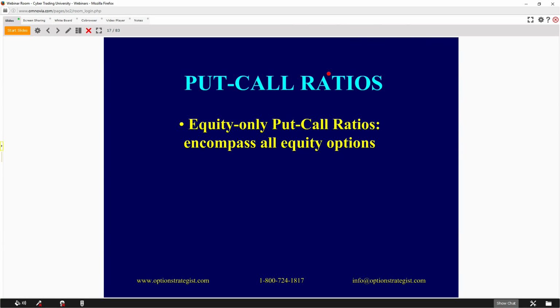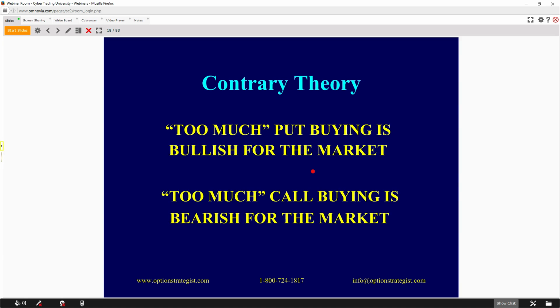All right, so much for just reading an SPX chart. Let's throw in a little bit of option-oriented stuff here and look at put-call ratios. For the broad market, the one I like to discuss is the equity-only put-call ratio. It encompasses all stock options that trade, so several million options every day, but no futures options and no index options. The theory, a contrary theory, is that if there's too much put buying, that means everybody's bearish and we need to be bullish. Conversely, if there's too much call buying, then everybody's bullish and we as contrarians should be bearish.